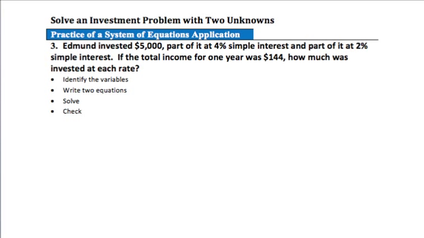First, we'll identify our variables. We have an investment that's getting invested in two accounts. One earns 4% simple interest, the other earns 2%. Let's say x is the amount of money invested at 4%, and y would be the amount at 2%.